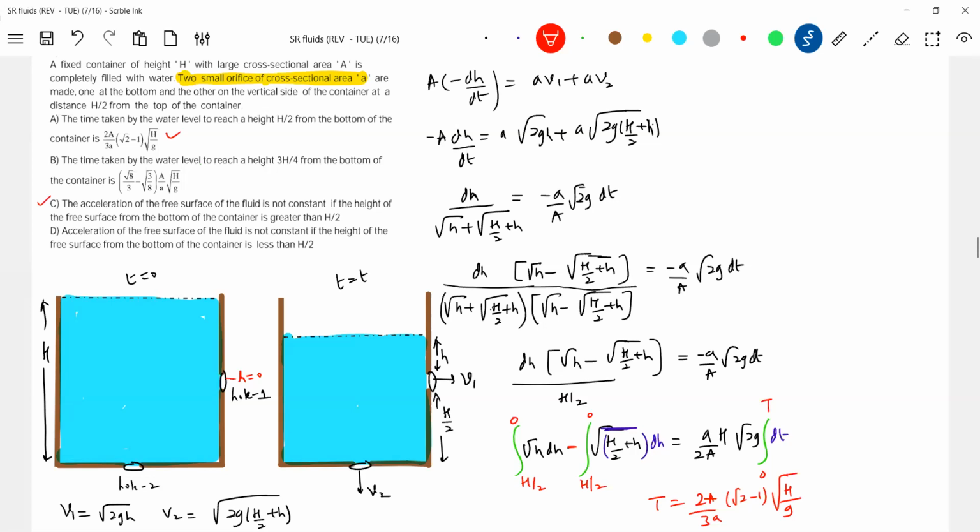Option C says the acceleration of the free surface of the fluid is not constant if the height of the free surface from the bottom of the container is greater than h by 2. How can I bring the acceleration of the free surface? Let me differentiate this once again. No, this was the velocity, dh by dt. d square h by dt square is what? Acceleration of the free surface. I'll write it. It's pure mathematics. Try it.